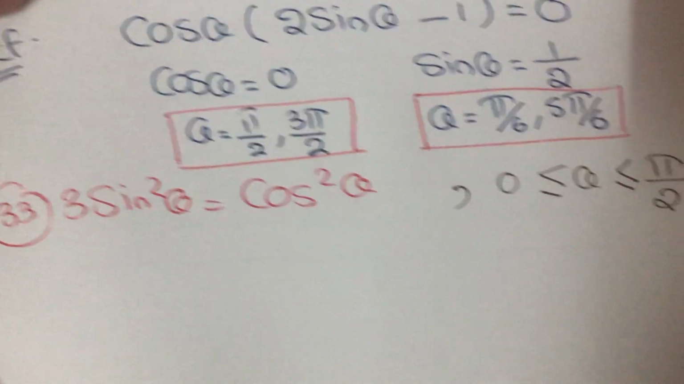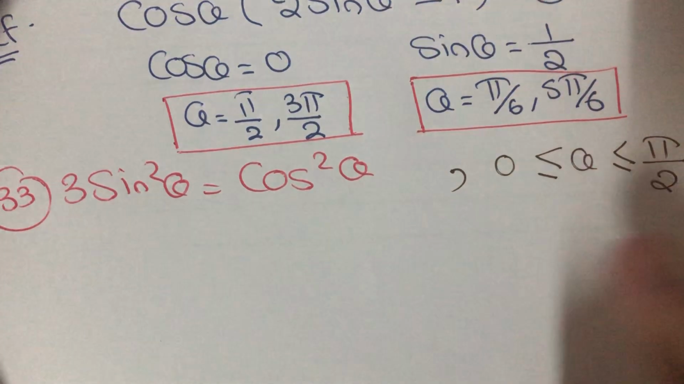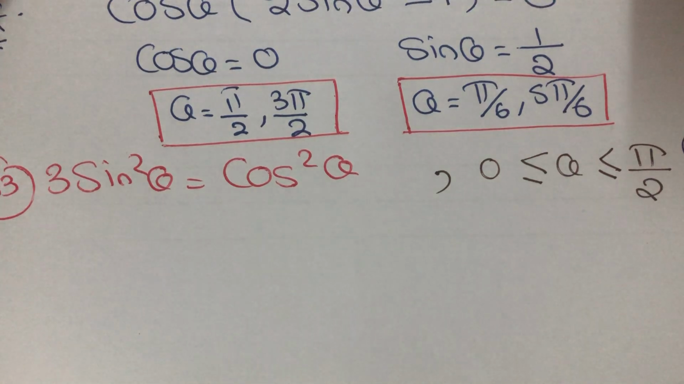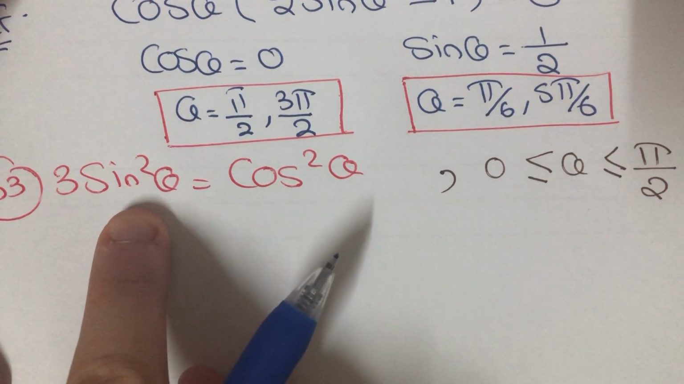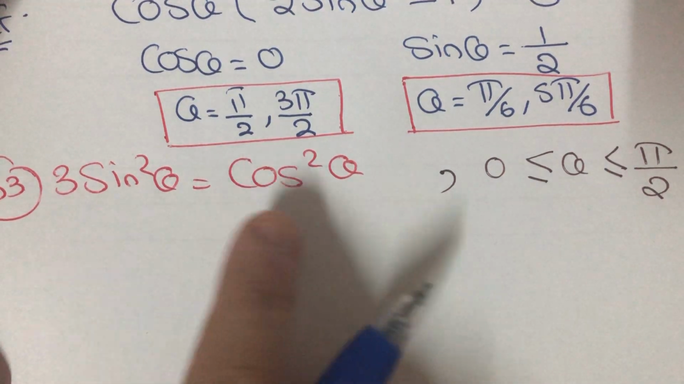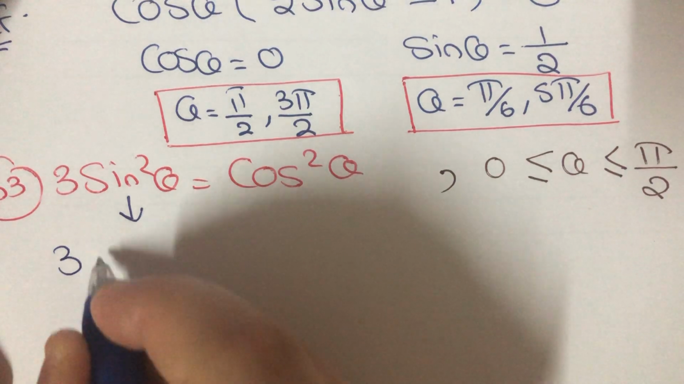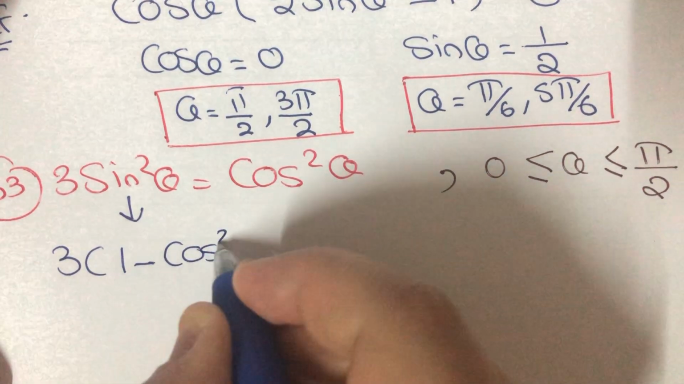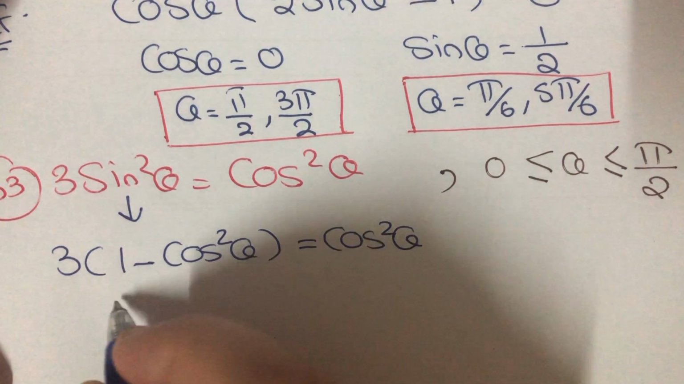The next question, the interval is again in radians and it's only quadrant 1 and inclusive. 0 and pi over 2 are included. Okay, we'll go back to Pythagorean identities because I have sine squared and cosine squared. I think I would change this one to 1 minus cosine squared theta. 1 minus cosine squared theta equals cosine squared theta.